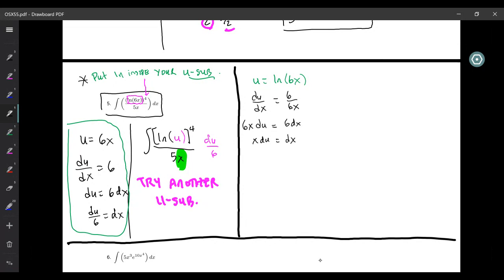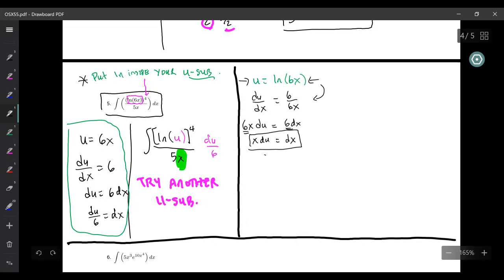Right. So what did I do here? I picked my u to include the ln, took the derivative. The derivative of u is du dx. You're going to have to get used to that notation because that's what's going to clean off the integral. So take the derivative of that. You cross multiply: 6x times du equals 6 times dx. You divide both sides by 6. You get this equation.